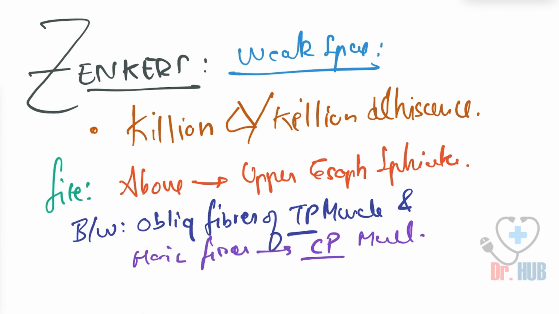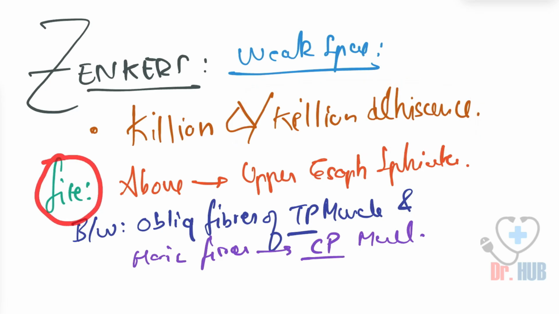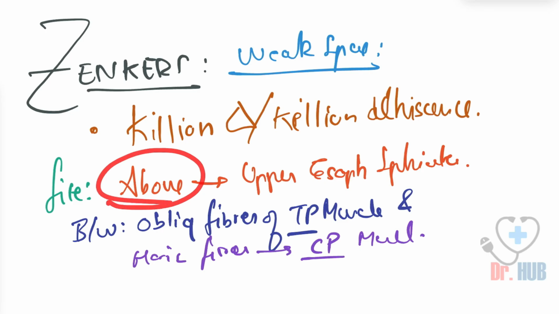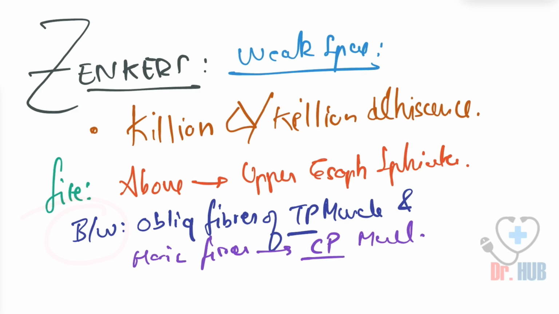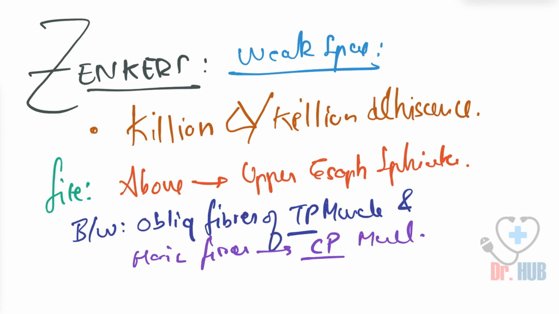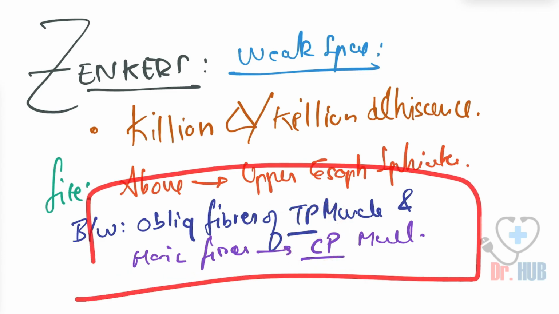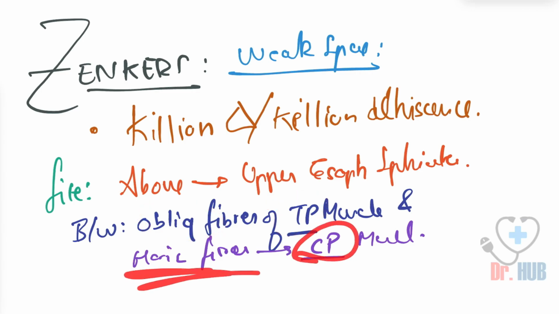Now let's recap what we did here. We dealt with the Zenker's diverticulum. The weak space is the Killian triangle or the Killian dehiscence. What is the site of this Zenker's diverticulum? It is above the upper esophageal sphincter, and it lies between the oblique fibers of the thyropharyngeus as well as the horizontal fibers of the cricopharyngeus. So TP and CP muscles, between them it lies. In case of TP it is oblique fibers, in case of CP it is horizontal fibers.